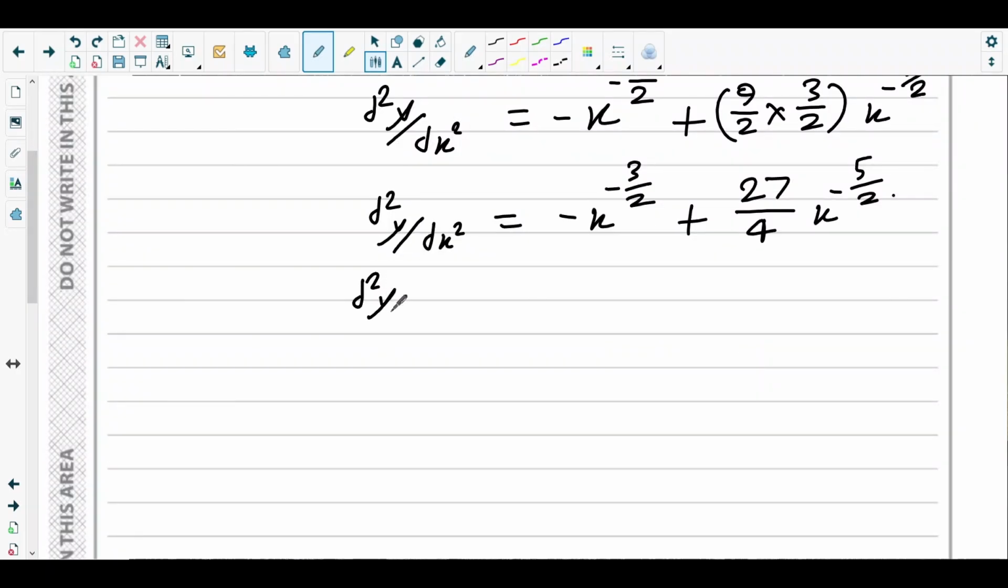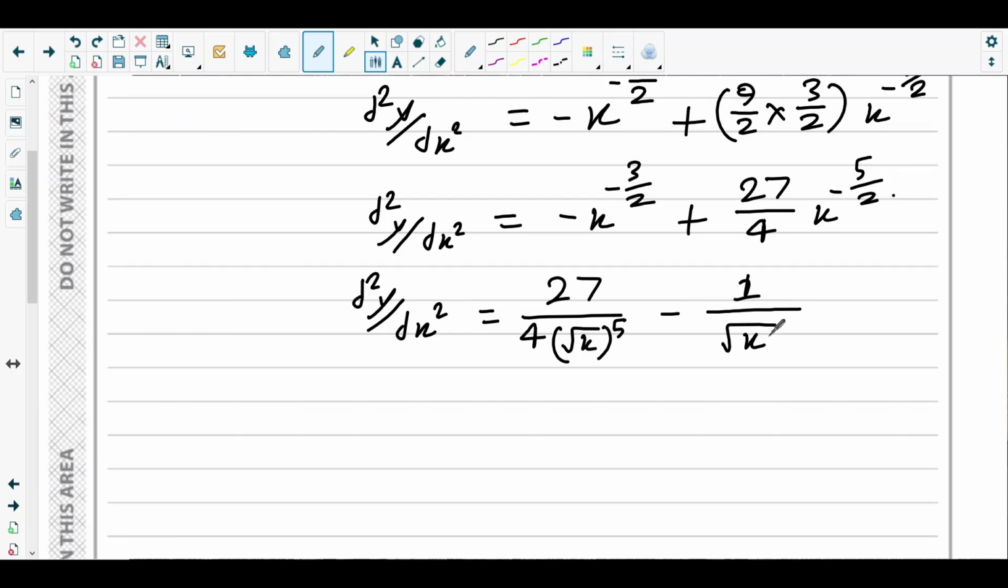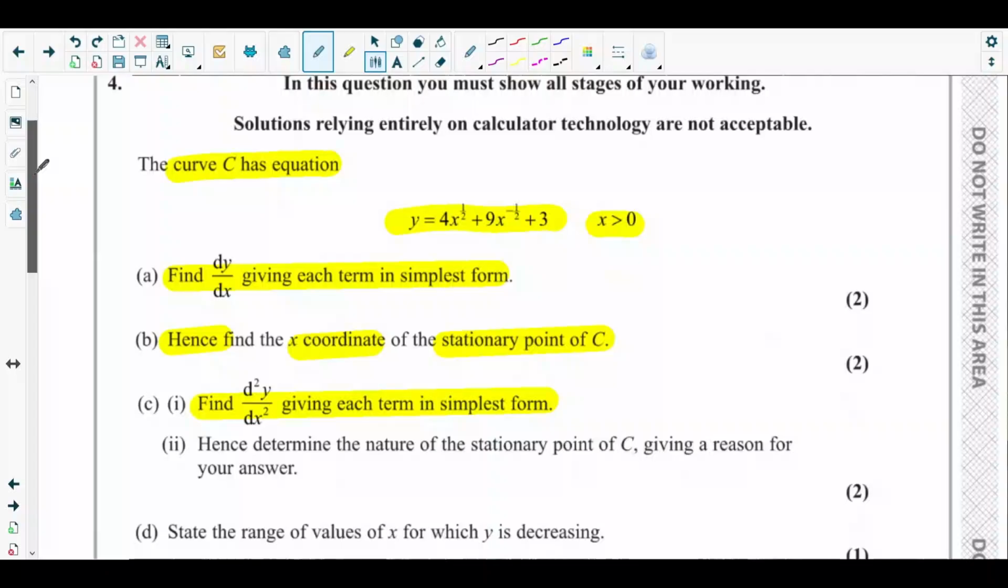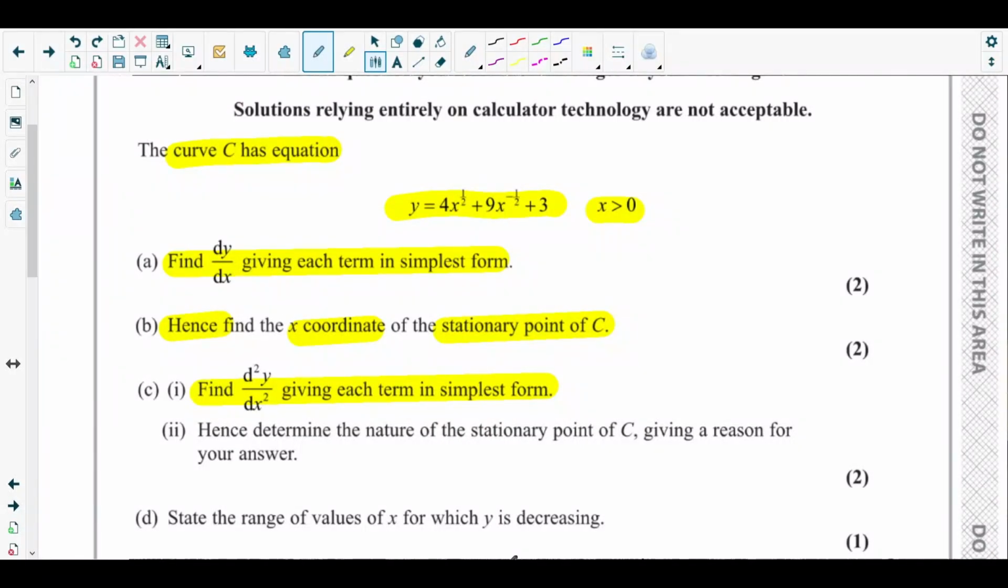Now if we write in the simplest form, at first take 27 over 4 times the square root of x to the power 5, since it is x to the power negative 5 over 2, right? Negative 1 over square root of x whole cube. Fine. So we got the second derivative of the curve C in the simplest form, and that's what part C1 has asked for. Okay, next is part C2.